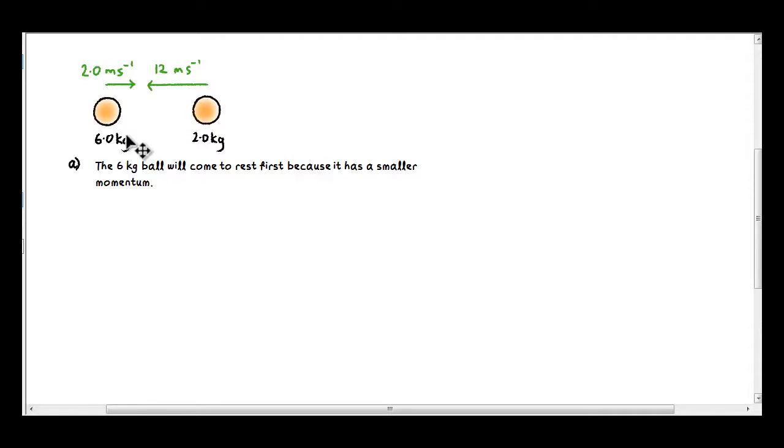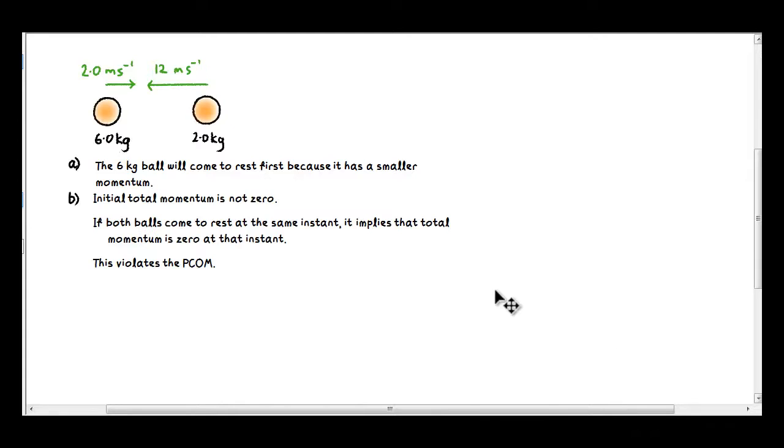We know that during the collision, the forces experienced by these two balls are equal in magnitude. They are an action and reaction pair, Newton's third law. Since force can be equated to the rate of change of momentum, we know that both these balls will be losing momentum at the same rate. So the 6 kg ball is going to come to rest first, simply because it has a smaller initial momentum.